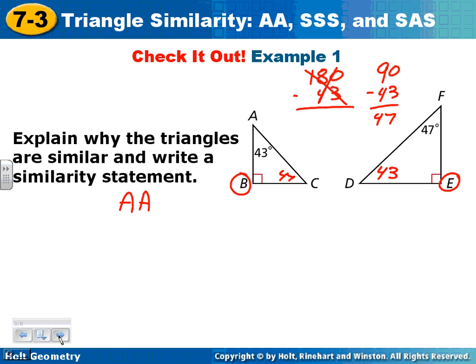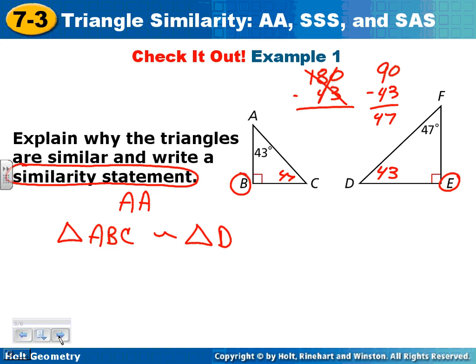Let's now write my similarity statement. I'll do the first triangle, let's call it ABC, is similar to triangle, and let's match this up. Angle A goes with the other angle, angle D. They're both 43. B goes with E. And C then would be the F. There's my similarity statement. Next slide.